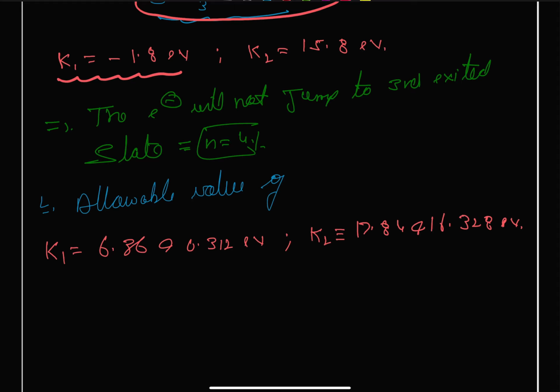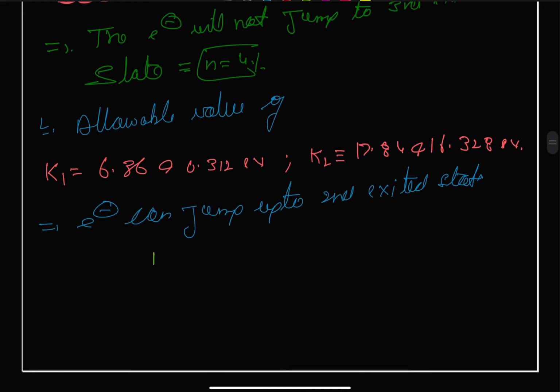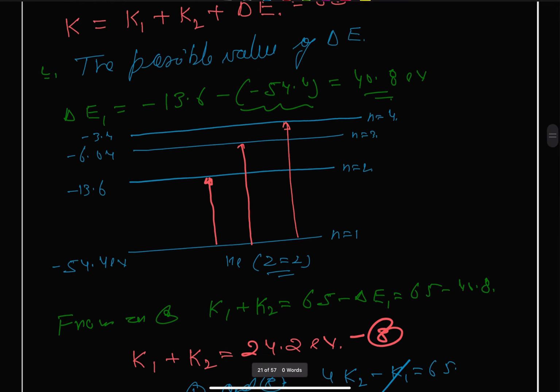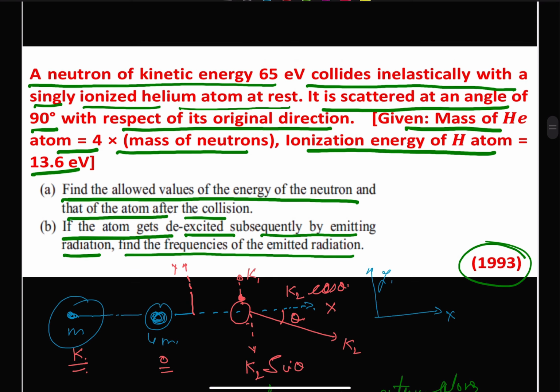Electron can jump up to second excited state, or we can say value of n is equal to 3. Next, it is asking that if the atom gets de-excited subsequently, find the frequency of emitted radiation.